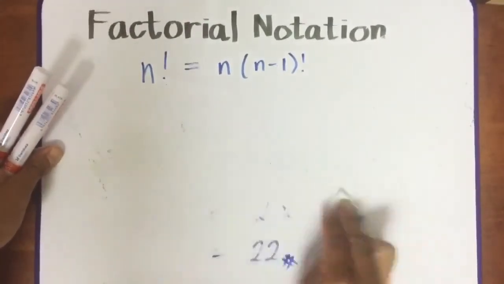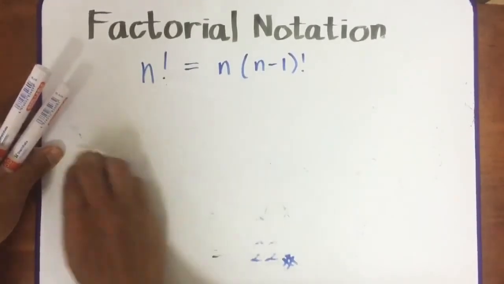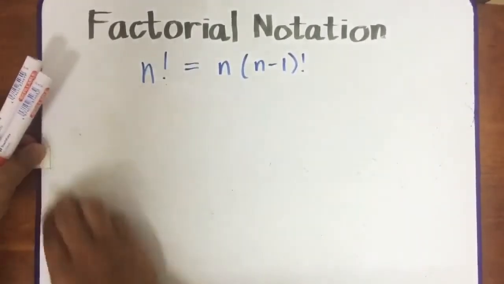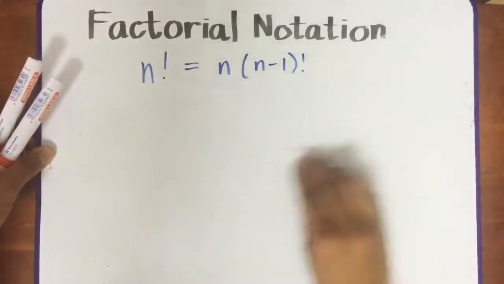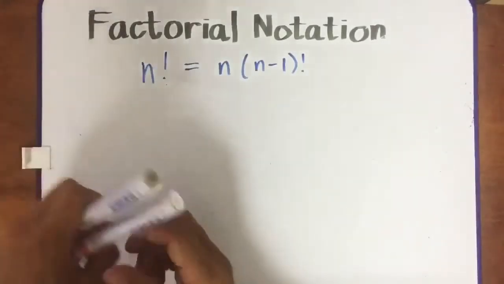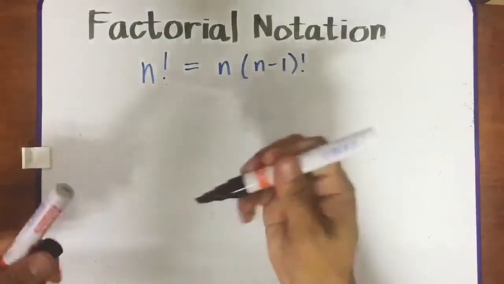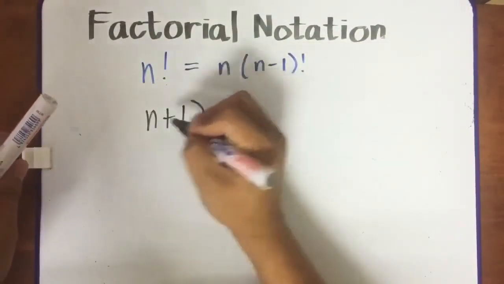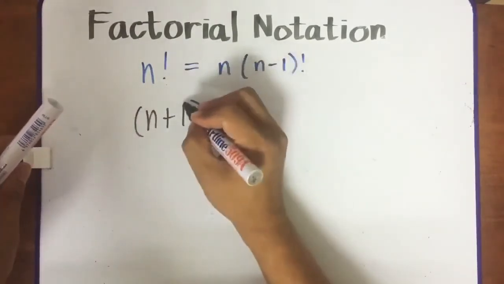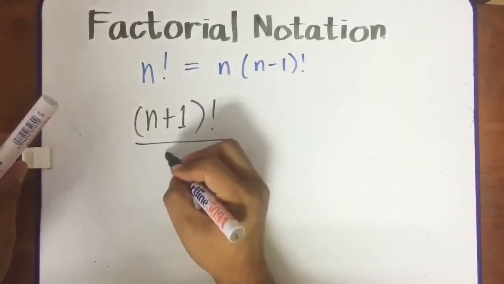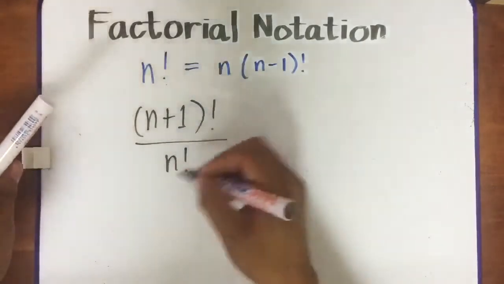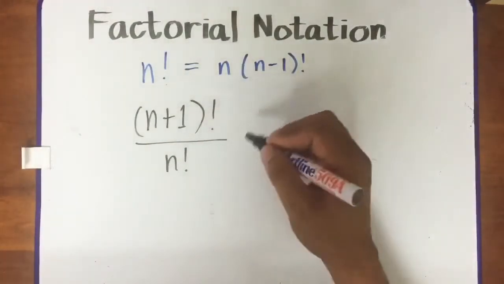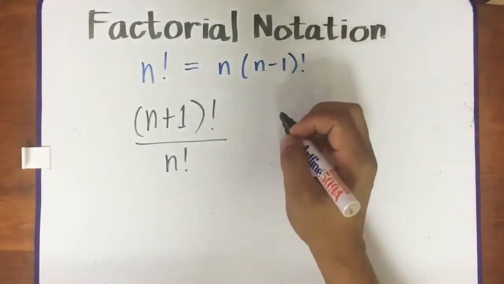that involve n factorial. Okay, what I mean is there is no need for us to use numbers. For example, I have n plus 1 factorial divided by n factorial. What will be the equivalent value of this? Or if not a value, it can be an expression as well.